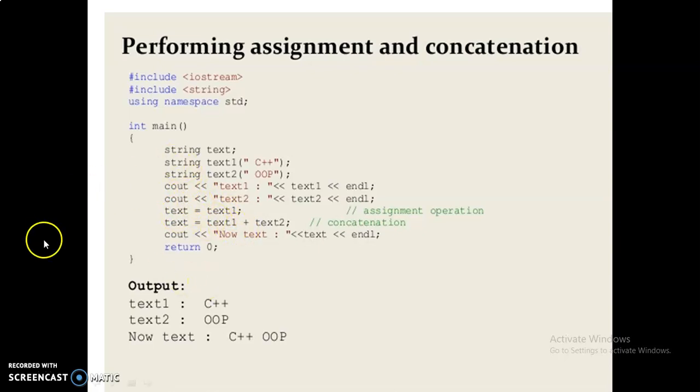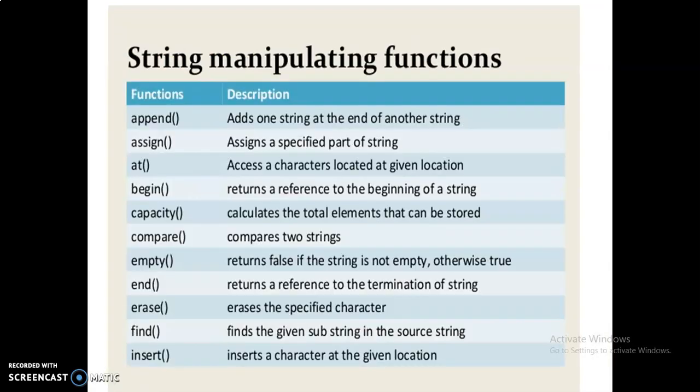So here the concatenation takes place: text equals text1 plus text2. Here the two texts are combined, and "C++ OOP" will be printed using the statement cout << text. So this is the concept of assignment and concatenation operations on strings in C++.